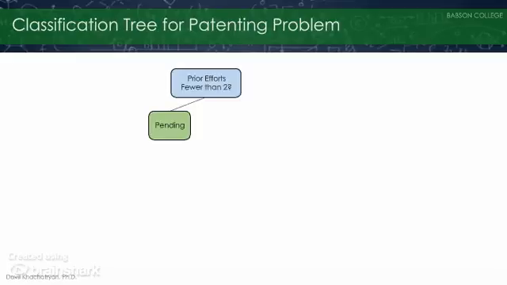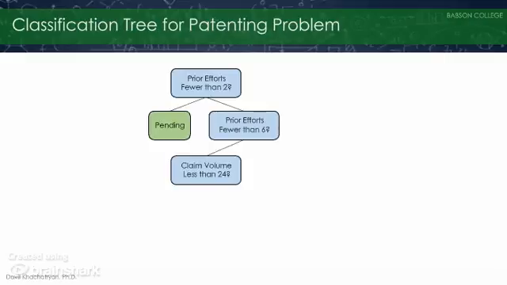On the other hand, if at the root node the answer is not affirmative, then we are dealing with patent applications that have 2 or higher prior efforts. If that's the case, the next question that is being asked by the tree is whether the prior efforts are fewer than 6. If we answer that question affirmatively, then we know that for those patent applications, the number of prior efforts is anywhere between 2 and 5. Then their fate, it turns out, will depend on their claim volume, as that's the next question that's being asked. Is the claim volume of those documents less than 24?